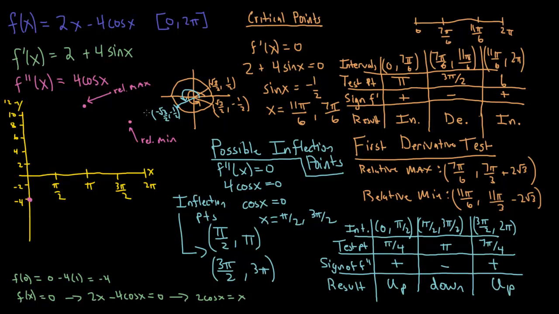Now it might also be helpful to see what is f of 2 pi. Where does this end? It's a relative minimum, so it has to curve and go back up. So what is f of 2 pi? Well, what's cosine of 2 pi? Cosine of 2 pi is 1. So we have 2 times 2 pi, so that's 4 pi minus 4. So 8.56.